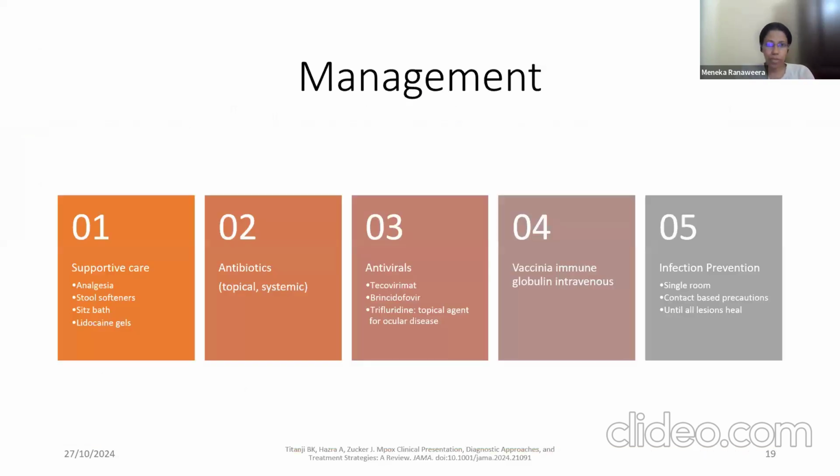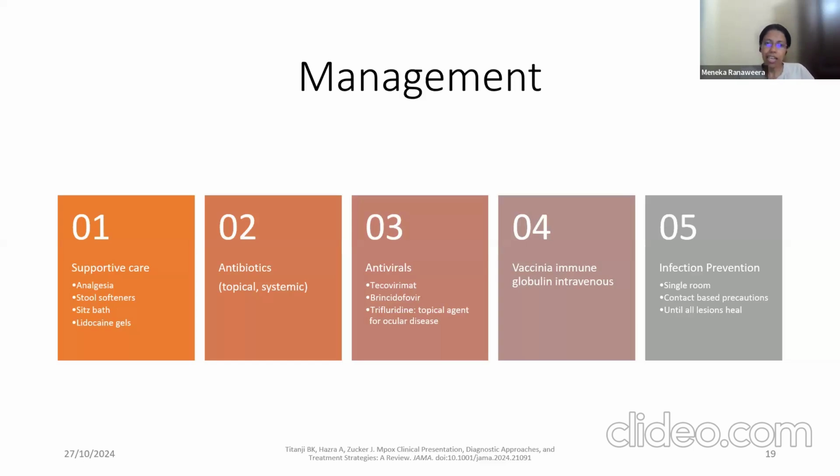So how do we manage our patient? The mainstay of treatment is actually supportive care. As I mentioned, these lesions can be very painful. So therefore, we need to make sure appropriate analgesia is given, especially if lesions are in the genital area. So stool softeners, sitz bath can be recommended, lidocaine gel can be recommended. Then, if there is evidence of bacterial infection, of course, antibiotics should be given.